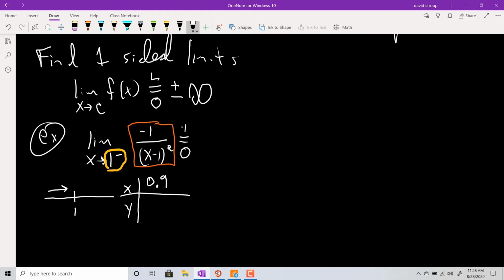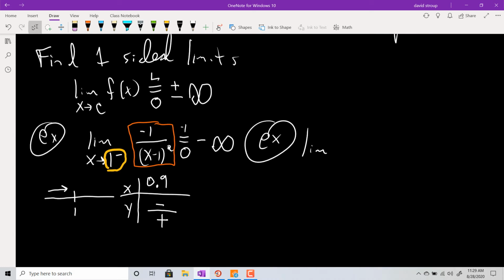So if you look at the thing in the box, in the numerator it's negative, and in the denominator, if you put in 0.9, you'll get 0.9 minus 1, which is a negative, but you're squaring it, and anything squared is positive. So you get a negative over a positive, which is negative. A negative divided by a positive is negative. So that automatically tells me it must be the negative version, negative infinity. Okay, let's look at some more of these.